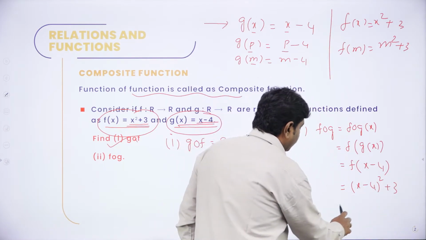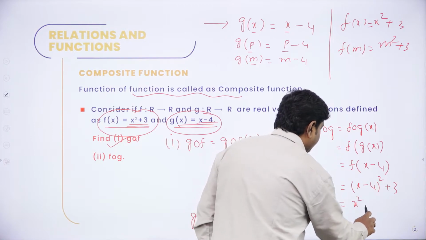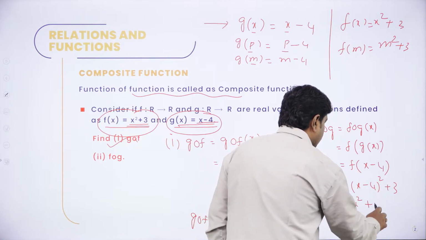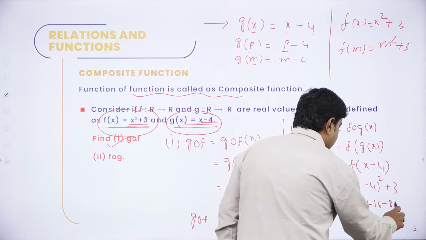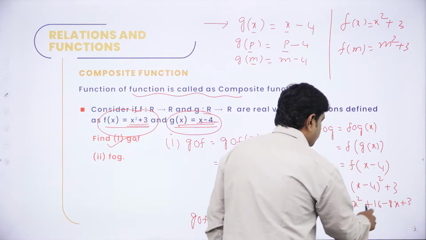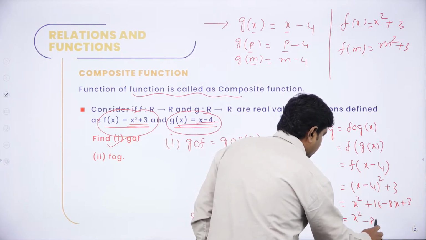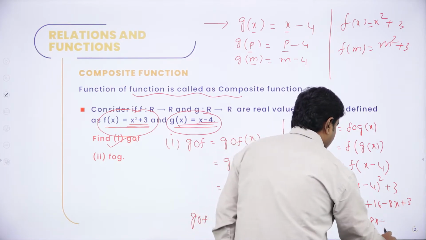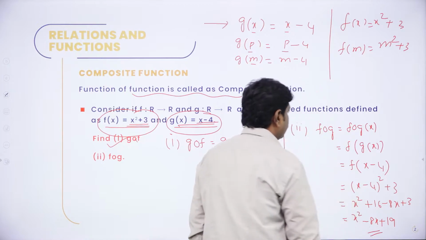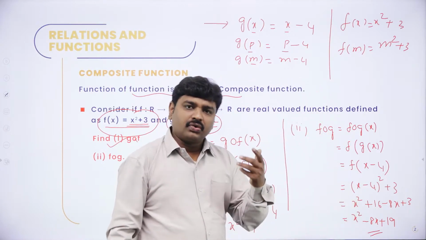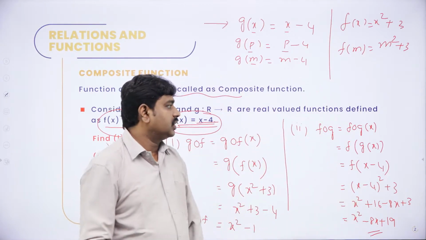So now expand it. All of you know a minus b the whole square. It will become a square plus b square minus 2ab, that is x square plus 16 minus 8x plus 3. Now simplify this: x square minus 8x, 16 plus 3 is 19. So this is the value of fog. Now we know what is gof, we know what is fog.